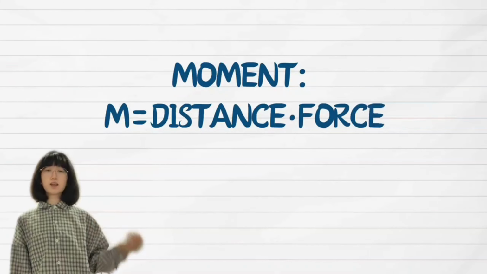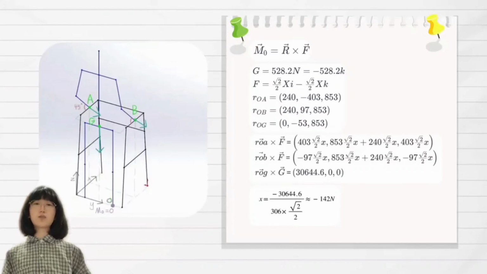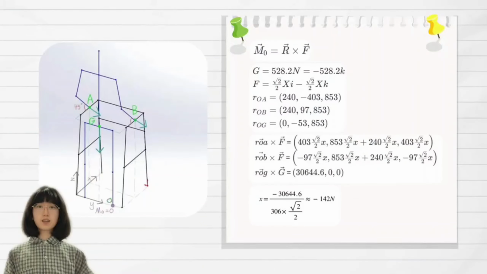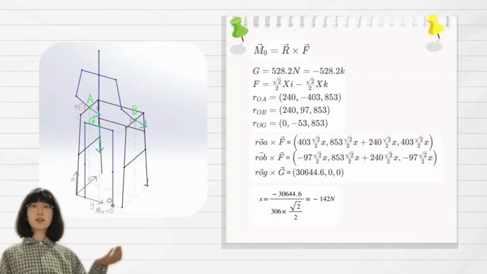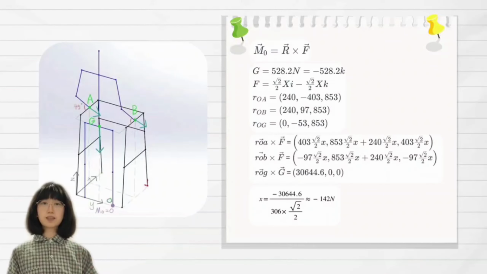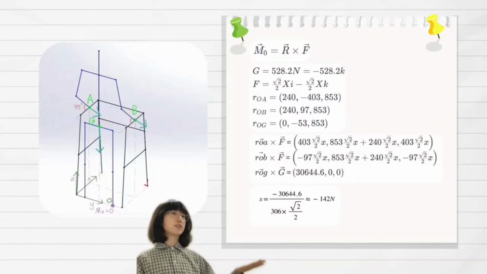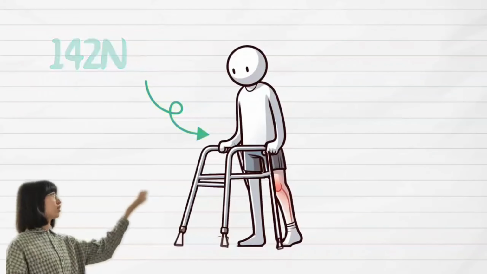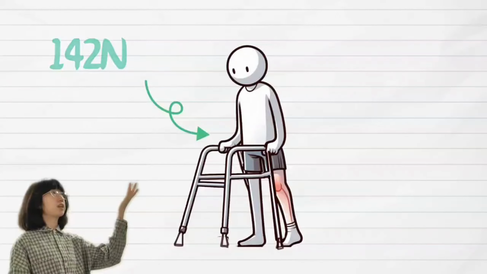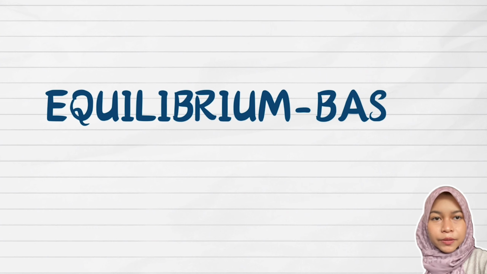In this calculation, we use the concept of moment. In a balanced system, the total sum of all moments should equal 0. With this principle, it's easy for us to analyze the interaction between the patient and the walking frame. When the patient is standing on the walking frame, to maintain the balance of the system, the total of all forces and moments must equal 0. By calculating this moment, we can estimate the amount of force exerted by the patient on the walking frame. And finally, we found that the force exerted by one hand on the walking frame under specific conditions is approximately 142 newtons. I'll explain the equilibrium-based analysis.